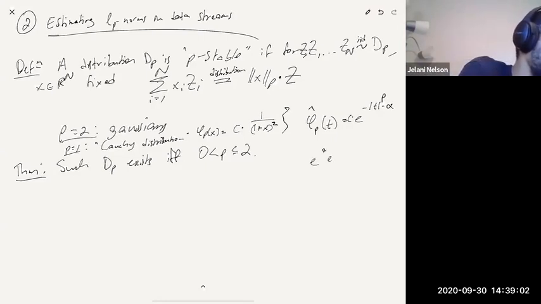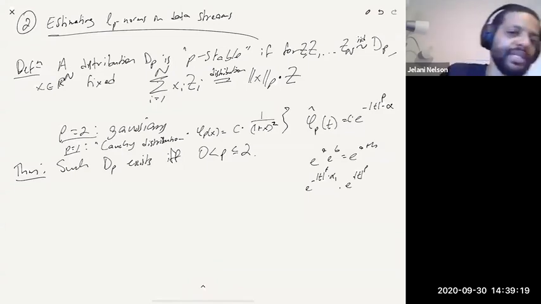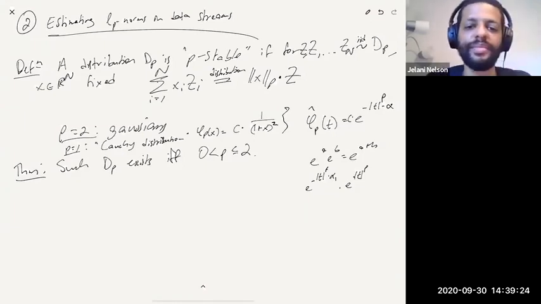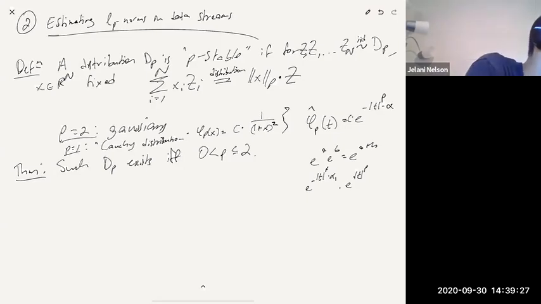e to the a times e to the b is e to the a plus b. So in other words, if you have e to the minus t to the p times alpha 1 times e to the minus t to the p times alpha 2... Oh, is there a minus here? I guess for Gaussians, there's no minus, right? I might have a typo or a sign error there. Anyway, this is equal to e to the minus t to the p times alpha 1 plus alpha 2.